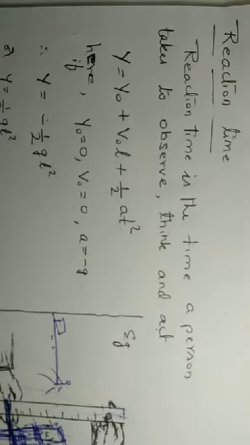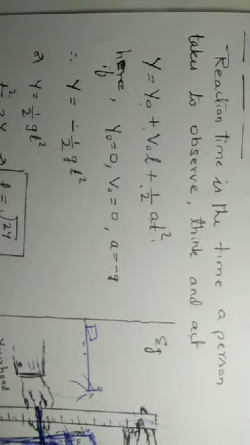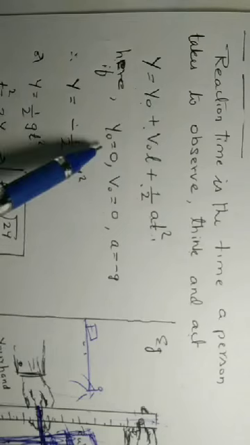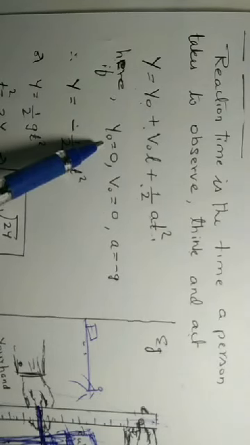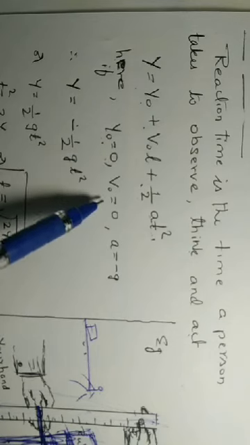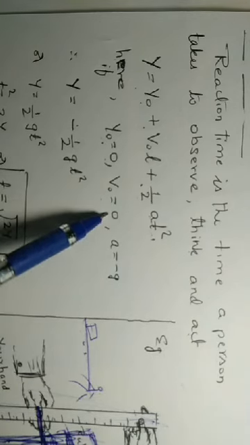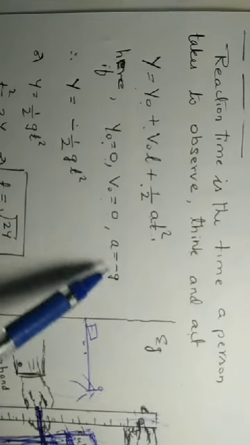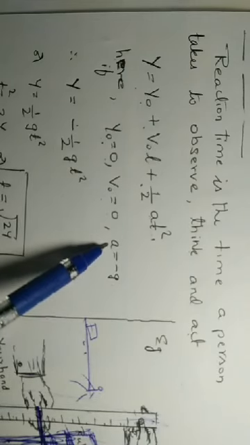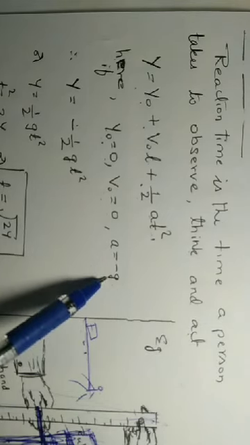Use this equation: y equal to y naught plus v naught t plus half a t square. Here the initial position you are holding, that is y naught equal to 0. Your friend is holding the scale still before dropping, so the initial velocity is 0, v naught equal to 0. It is moving under the influence of gravity, that means acceleration a equal to minus g. What is g? Acceleration due to gravity.